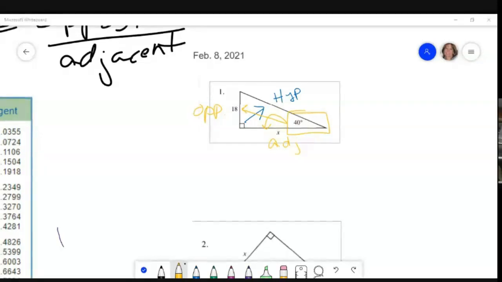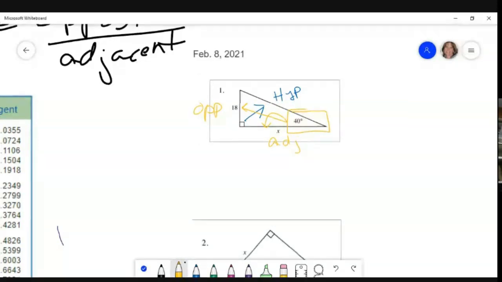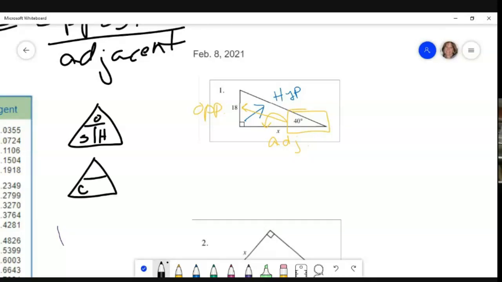Yes, correct. Very good. And that's the other thing about the little triangles that I like to use with mine. Right away we can look at it and say, okay, I don't have the hypotenuse, so therefore it's going to have to be tangent.